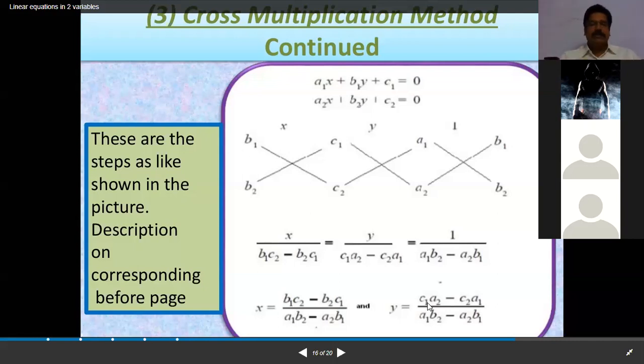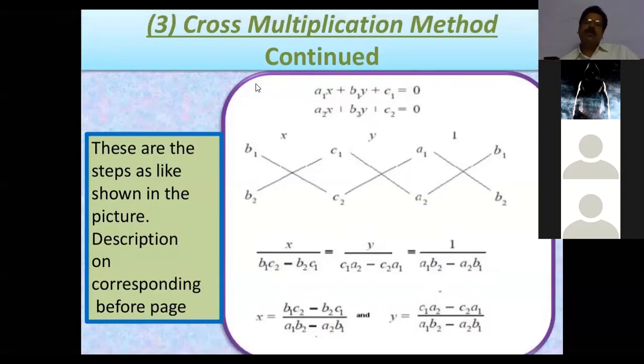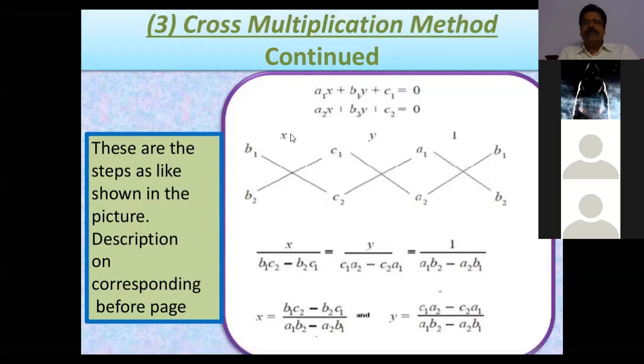Then, by the cross multiplication method, x by b1 c2 minus b2 c1, y by c1 a2 minus c2 a1, 1 by a1 b2 minus a2 b1. Hence x equal to b1 c2 minus b2 c1 by a1 b2 minus a2 b1, and y equal to c1 a2 minus c2 a1 by a1 b2 minus a2 b1.